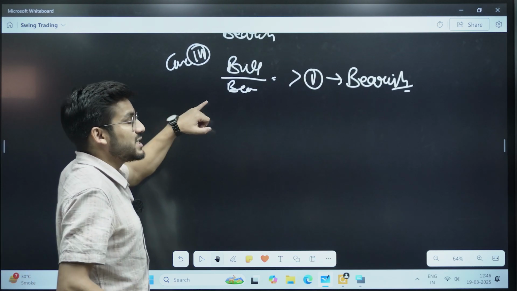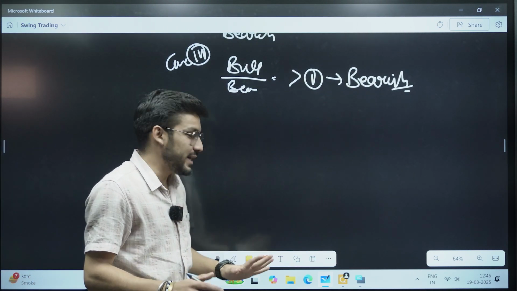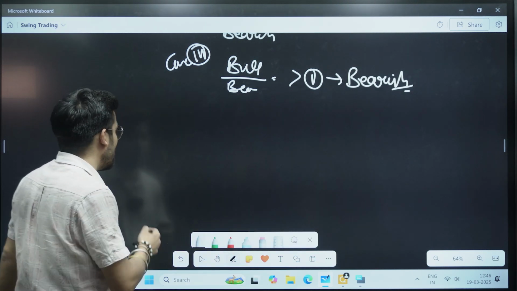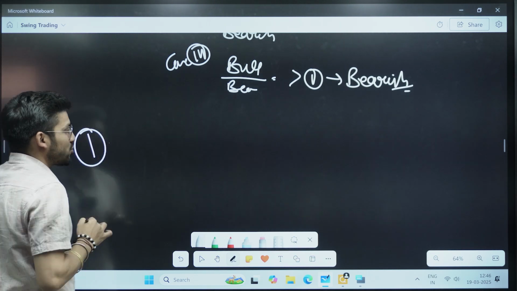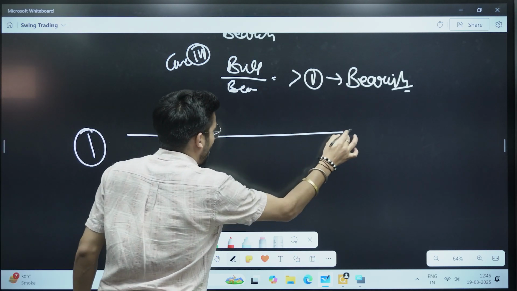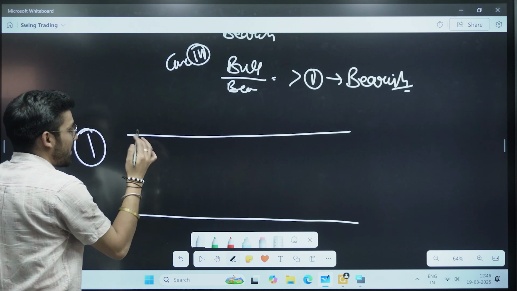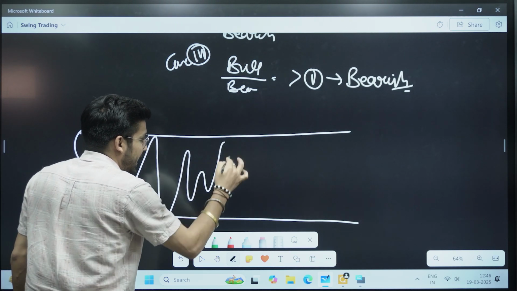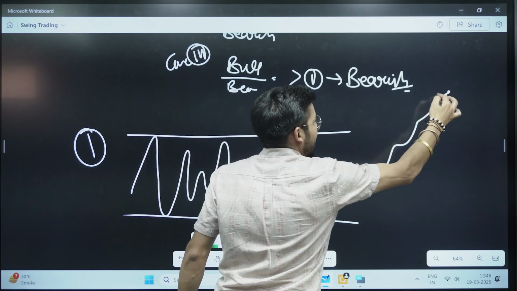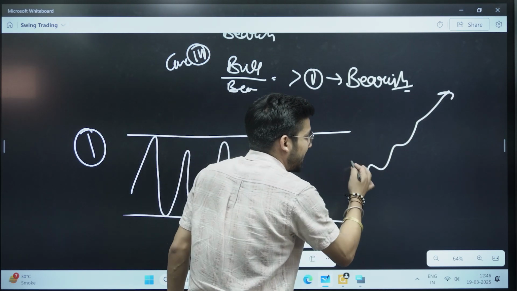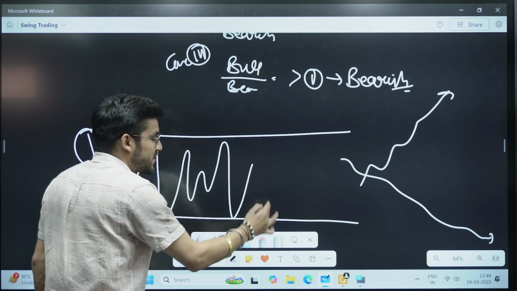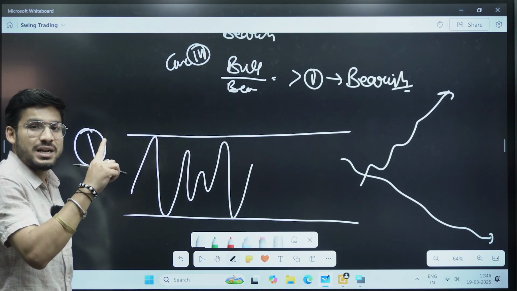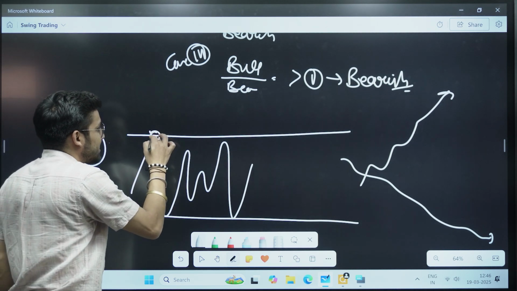Now this is not just the case, we have an exception as well. I'll tell you the property of OI PCR, or the property of the put call ratio. This is the first property: the PCR will always move in a range. It will not be trending upward like your futures price or spot price, or trending downward, but it will move in a range. So if my PCR reaches an extreme point, like this is the extreme point.